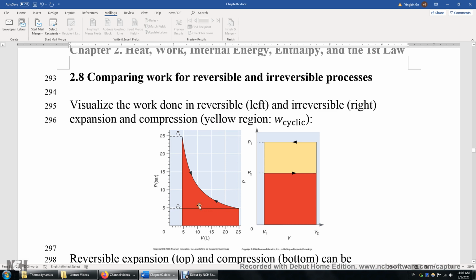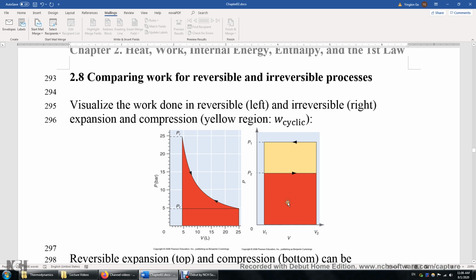What if we do irreversible expansion? In that case, the external pressure will have to be lower than the system pressure. So this area corresponds to the expansion work, and this is negative because the system expands against the surroundings. The system does work to the surroundings. Therefore, this work of the system is negative, this much.